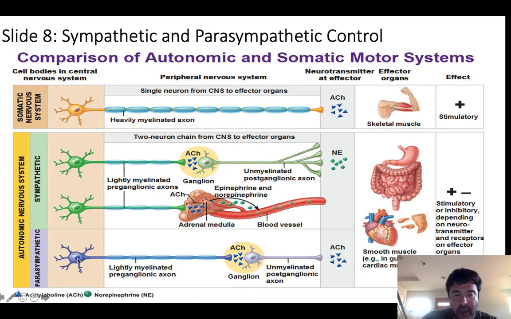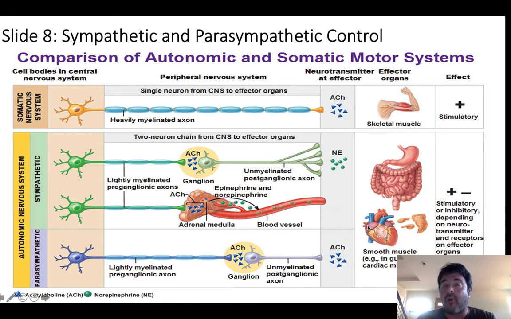So this preganglionic neuron originates in the brainstem. It's really, really long, lightly myelinated, and communicates with its postganglionic neuron, which is actually embedded in the target organ itself. So you have a really long preganglionic neuron and a really short postganglionic neuron. And the postganglionic neurons of the parasympathetic nervous system, your rest and digest system, use acetylcholine.